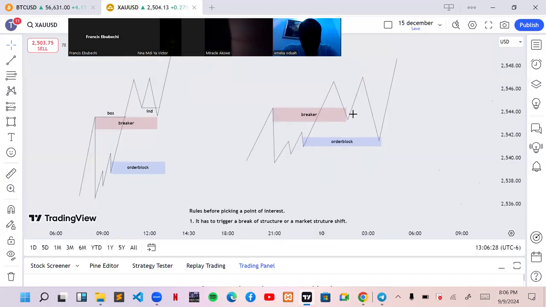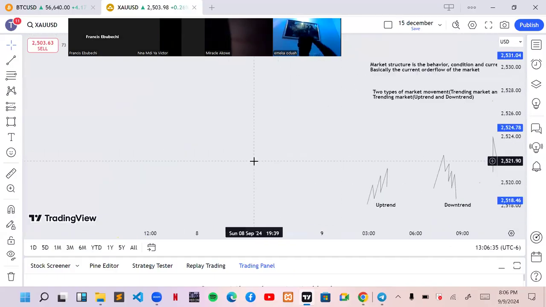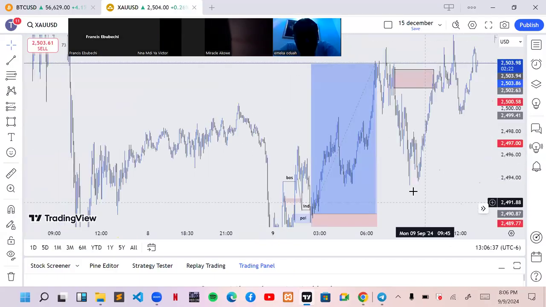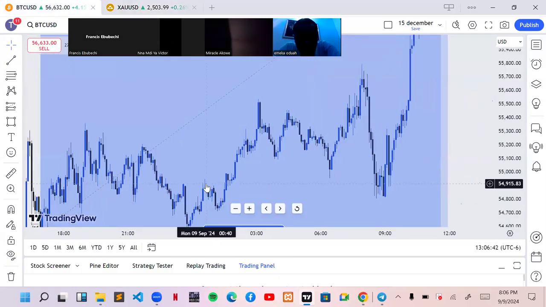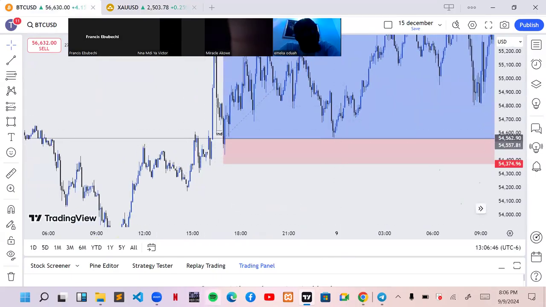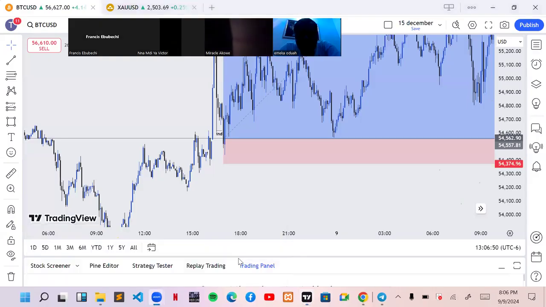So this is it. Knowing when to use which: in the gold trade, I used an order block because when price broke out, the first pullback mitigated the breaker. But in this BTC trade, I used a breaker block because in the first pullback, price did not mitigate the breaker. So that is it for point of interest.